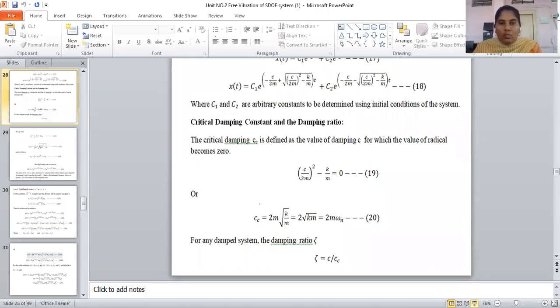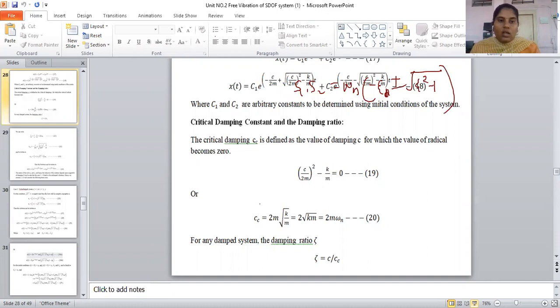Okay, now we can move forward to the next step. That is the second case, the critically damped system. So what is the formula for the S1 and S2 values? Already we know that S1 and S2 will be equal to minus zeta omega n plus or minus omega n times the root of zeta square minus 1.